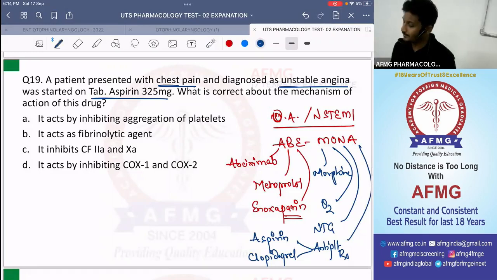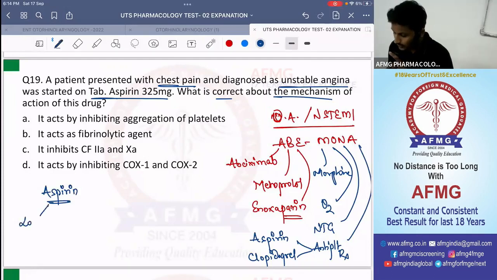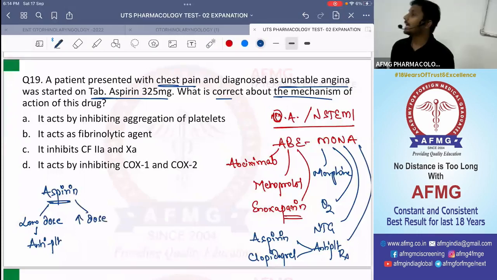So here, regarding aspirin, they have asked what is correct about the mechanism of action of this drug. Aspirin belongs to the salicylates, and it is also a non-steroidal anti-inflammatory drug, and it is also an antiplatelet drug. So remember, at low doses, something like 75 or 325 mg, it has an antiplatelet action, but at high doses, something like 600 mg, it will have an anti-inflammatory action. So if you want an anti-inflammatory action, you need to give aspirin in high doses to the patient. No issues with this, anybody? That is the funda.